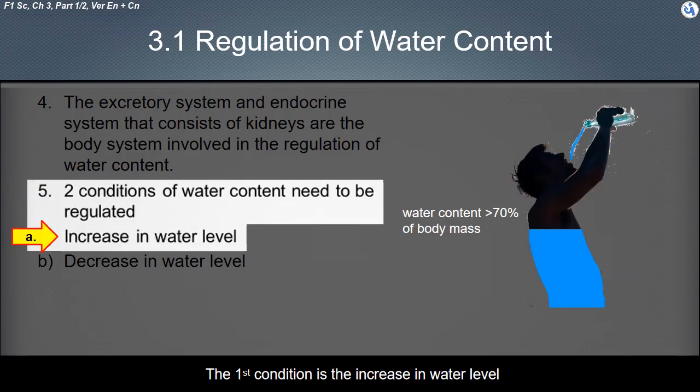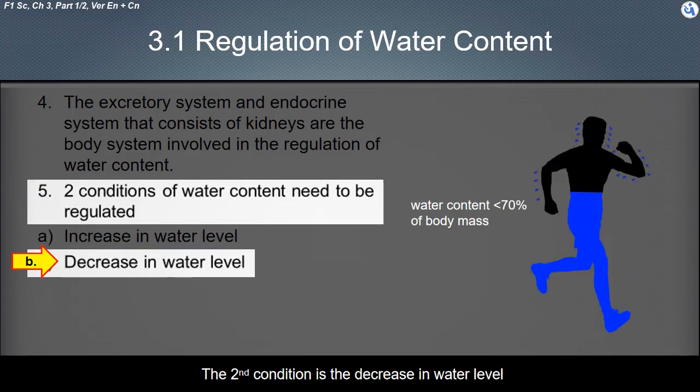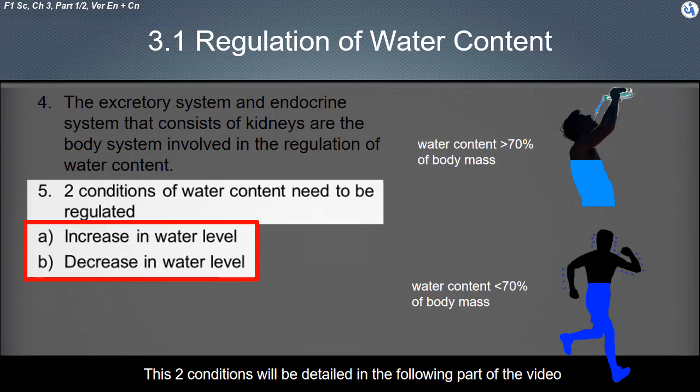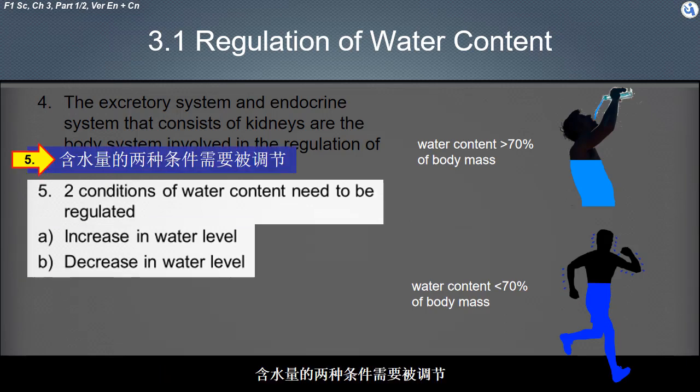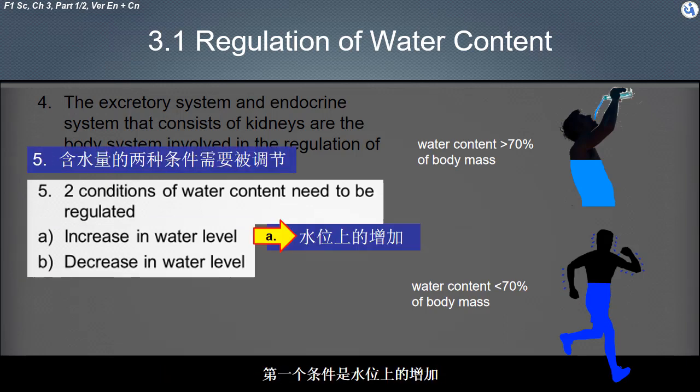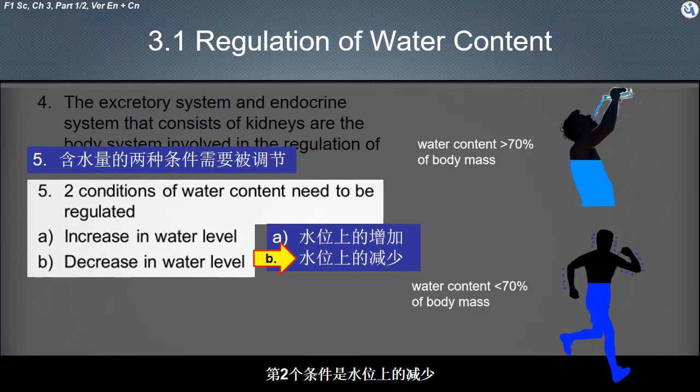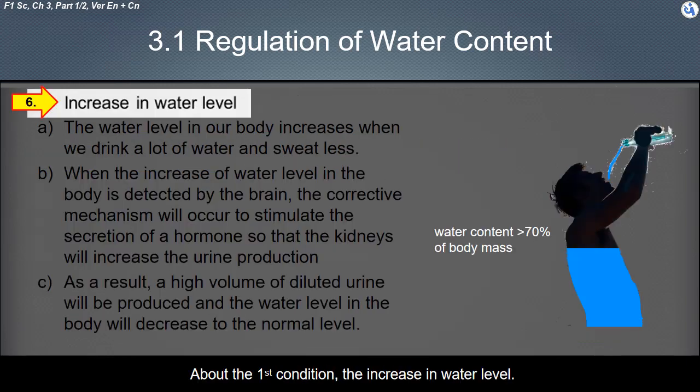Two conditions of water content need to be regulated. The first condition is the increase in water level. The second condition is the decrease in water level. These two conditions will be detailed in the following part of the video. About the first condition, the increase in water level.